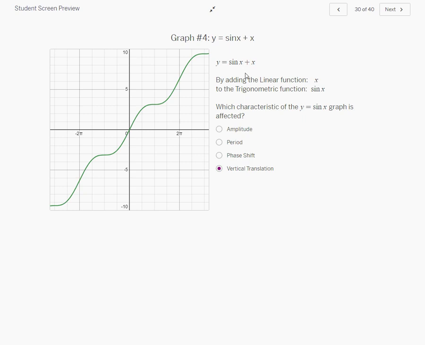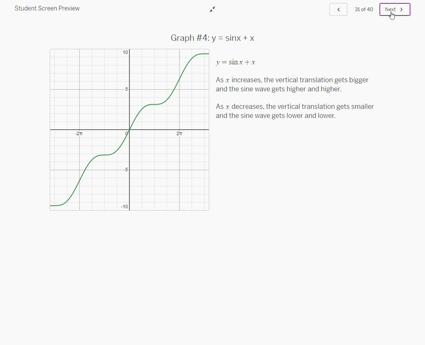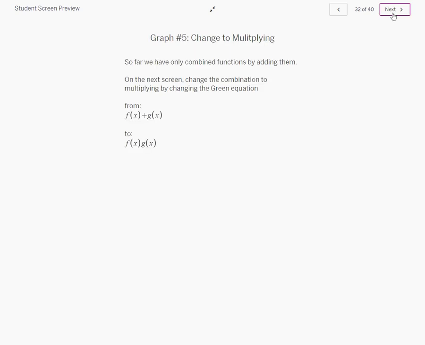The sine x, when x changes, it just behaves normally. But if you're going to have plus a function, then the vertical translation is always going to change. And so that's why this is going to get bigger as x gets bigger and smaller as x gets smaller. So this was a really key understanding.